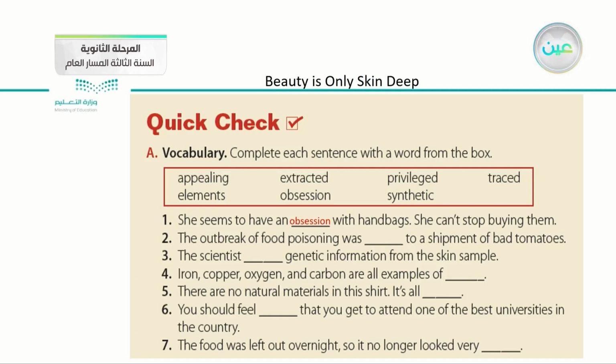Number 2, the outbreak of food poisoning was traced to a shipment of bad tomatoes. Number 3, the scientists extracted genetic information from the skin sample. Number 4, iron, copper, oxygen, and carbon are all examples of elements. Number 5, there are no natural materials in this shirt. It's all synthetic.